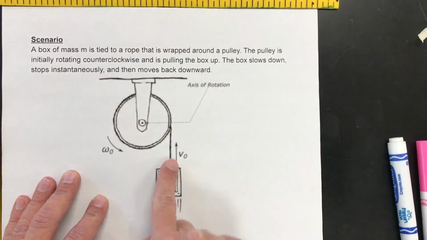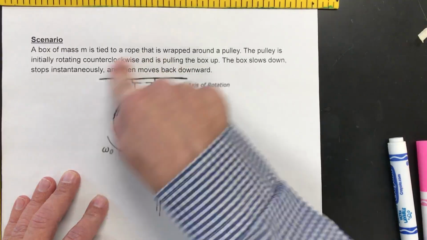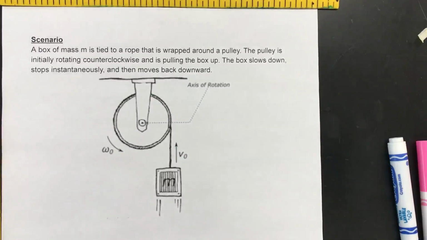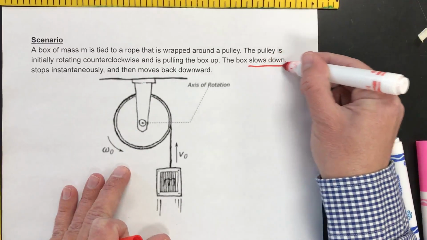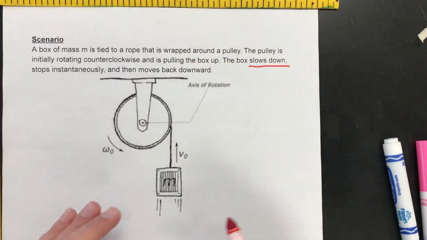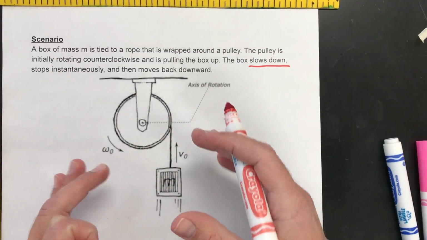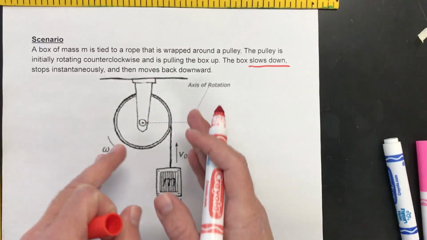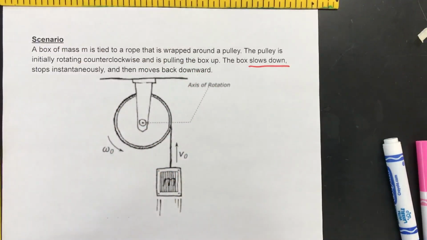pulley. The pulley is initially rotating counterclockwise, like indicated here, and is pulling the box up. The box slows down, that is going to be important, and stops instantaneously and then moves back downward. So we came in and turned the corner and walked into the room, and this box was getting wrapped up around the pulley, but it was slowing down, and then it's going to stop and come back here.